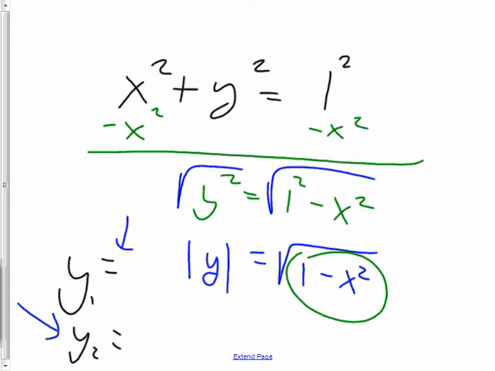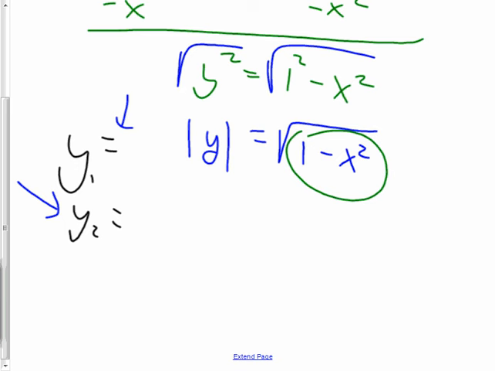What? Wait, why can't we do the square root? Good question. If you had the square root of 9 squared, that wouldn't be too bad. It would be 9, right? It would just be 9, okay? So I get why people think they can do that.